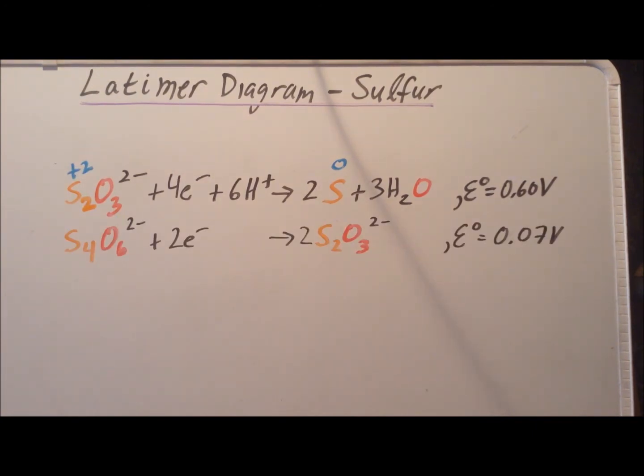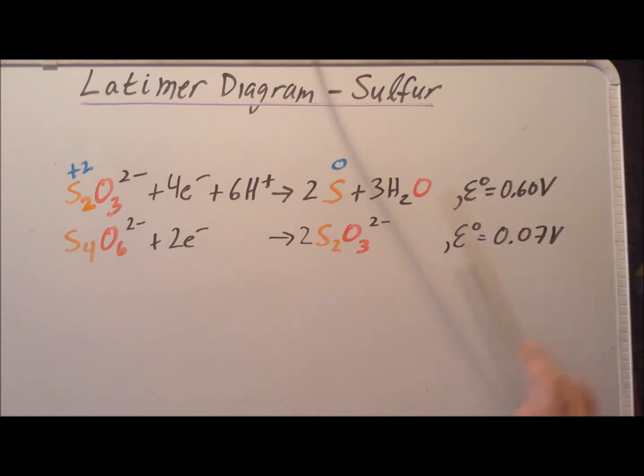Recall in a previous step that we had worked out the reduction of tetrathionate ion to thiosulfate. And recall that the listed standard reduction potential for this reaction is 0.07 volts. So here we have a species that in our Latimer diagram, coming from the left, we have a voltage of 0.07, and then going to the right is 0.60 volts, and 0.60 volts is greater than 0.07. It's a more positive value.